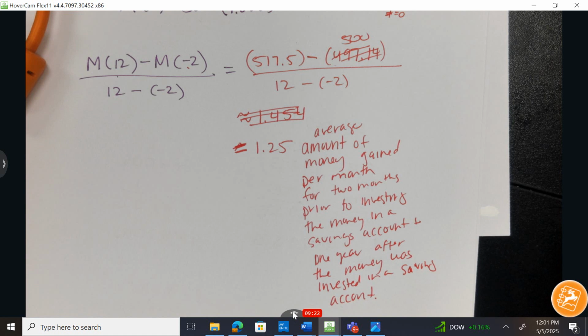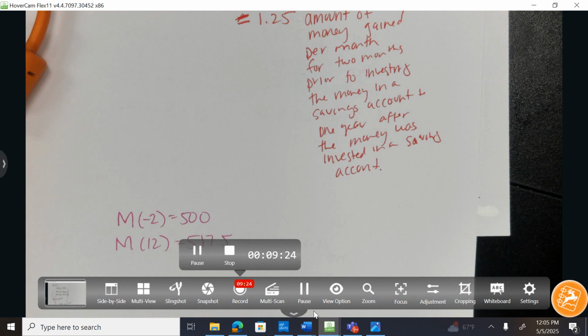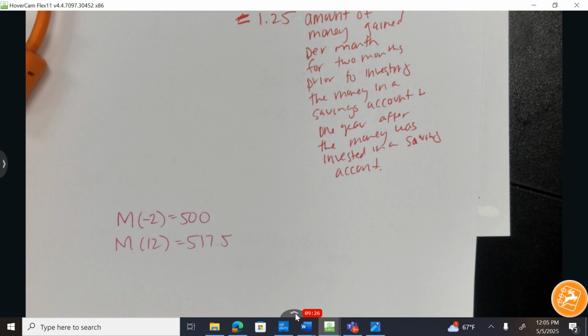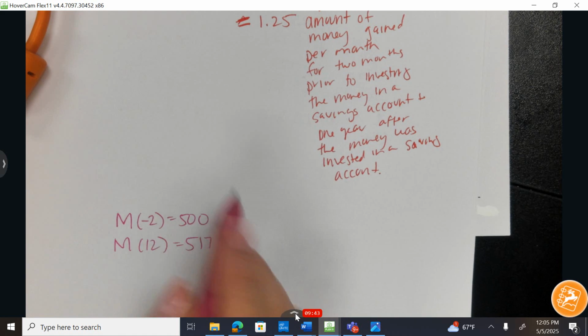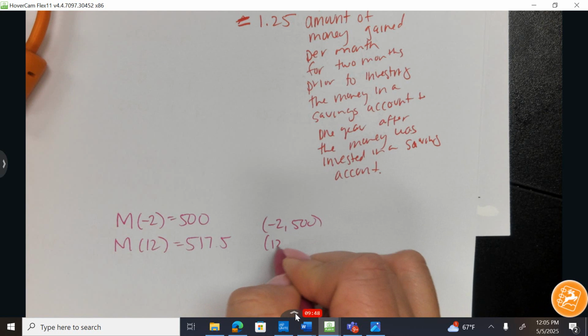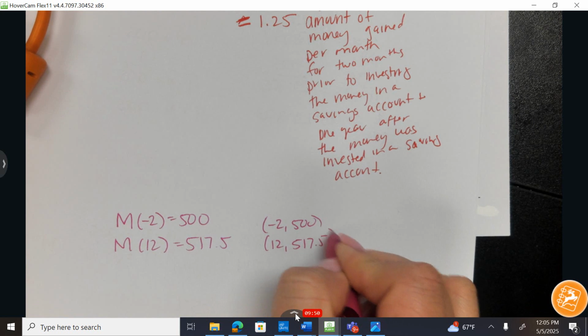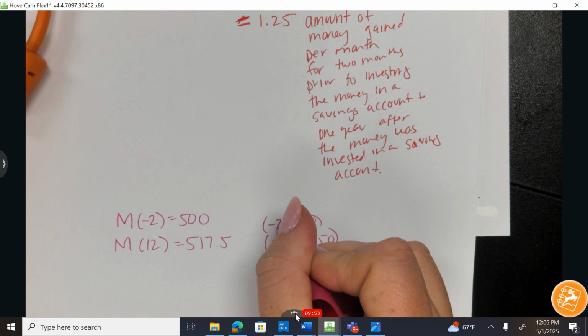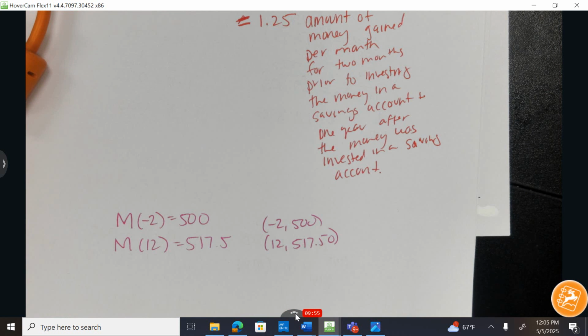Okay, let's move on to the second part here. The second part says we're going to use this average rate of change in order to basically create an equation. And then after we create that equation, we want to find out A of t when t equals 20 from that. So what I know is I have these 2 points, so I'm going to write these as ordered pairs. I have (-2, 500) and (12, 517.5), and I want to create a secant line from negative 2 all the way up to 12.